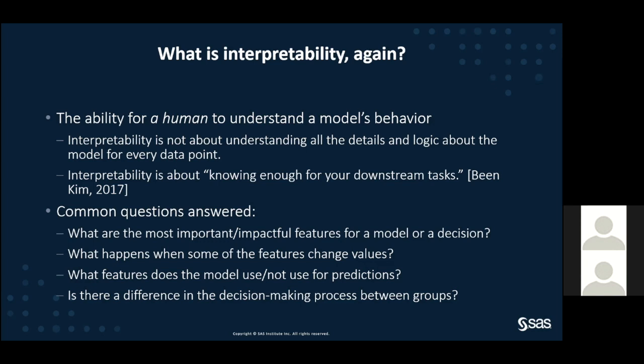Or what will happen if I change one value in this observation? Will the prediction change? And what features does the model use or not use for the predictions? If I have several groups that I care about fairness among, is there a difference in the decision-making process? So these questions can be answered with different methods, and there are specific methods targeted to each one of them.